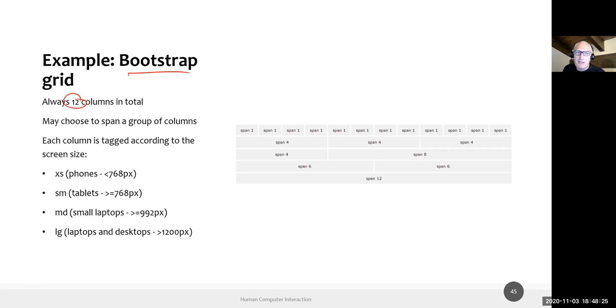You will never reason in pixels again. You will always reason in columns, and 12 is a good number because it can be divided by 6, by 4, by 2, by 3. So you can create many different layouts with multiples and submultiples of this number. You can divide it into 4 and 8, which is 1/3 and 2/3. You can divide it in 3 and 9, which is 1/4 and 3/4. So it plays very nicely, 12, with a lot of combinations. So you're reasoning in columns and not in pixels anymore.